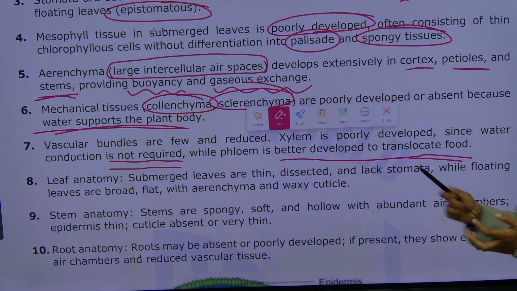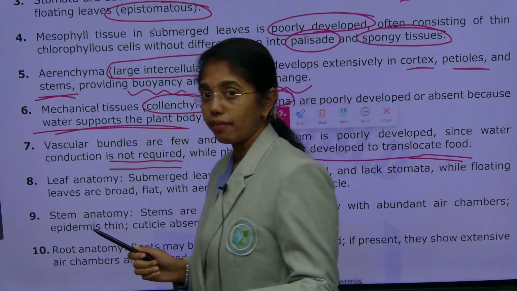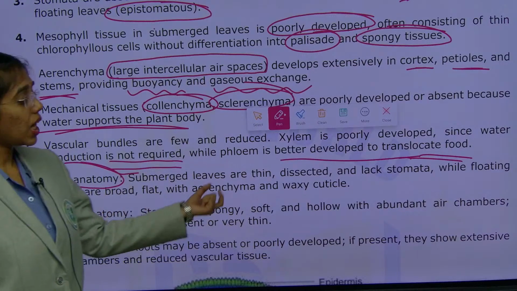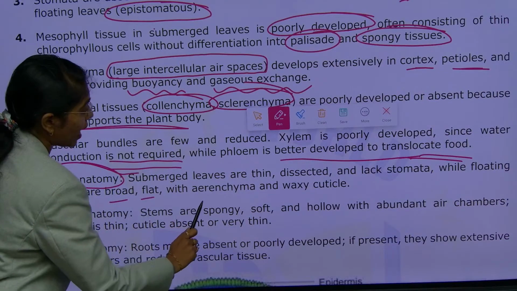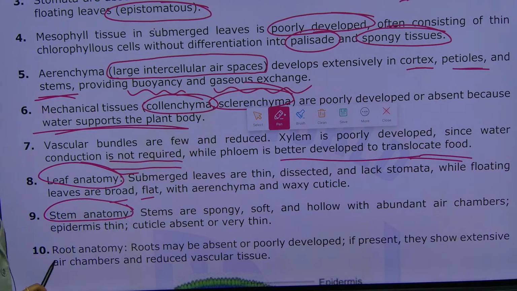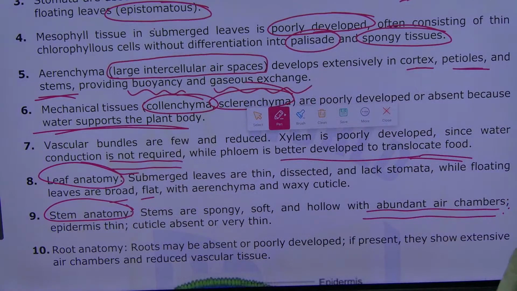Remember, when you are explaining about vascular bundles, mention clearly that phloem is well developed, whereas xylem is underdeveloped because the requirement for water conduction is minimal in hydrophytes. Next, about leaf anatomy. Submerged leaves are thin, dissected and lack stomata, while floating leaves are broad, flat with parenchyma and waxy cuticle. Next, stem anatomy. Stems are spongy, soft and hollow with abundant air chambers.